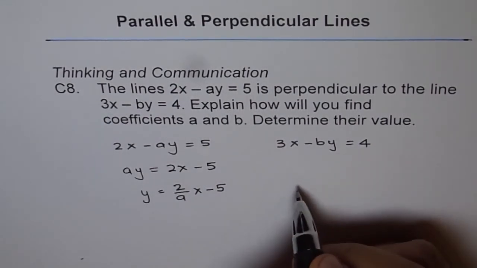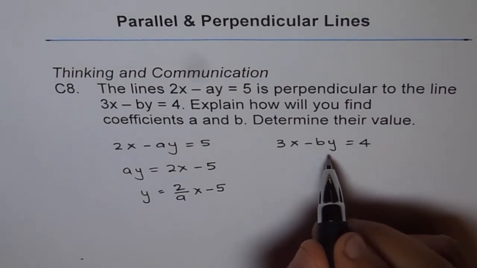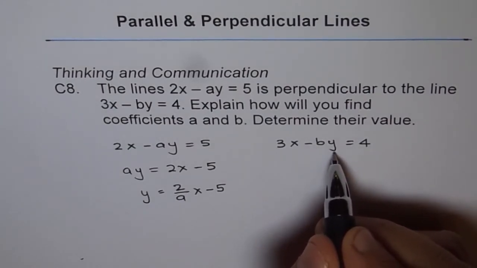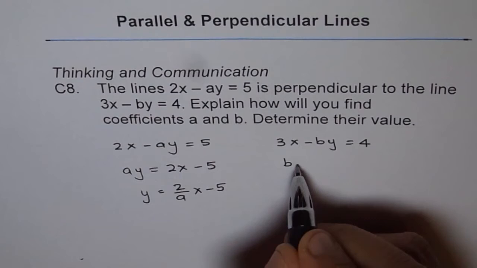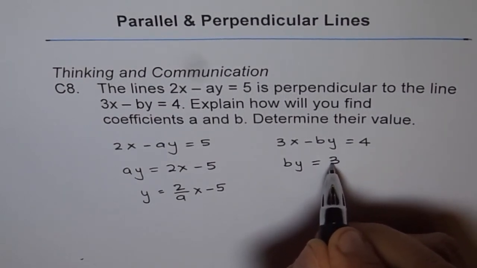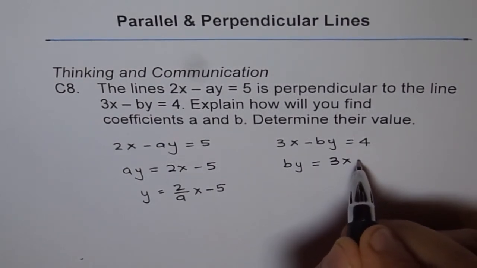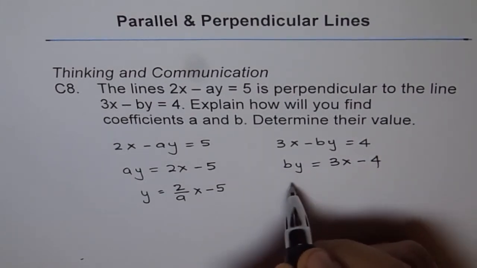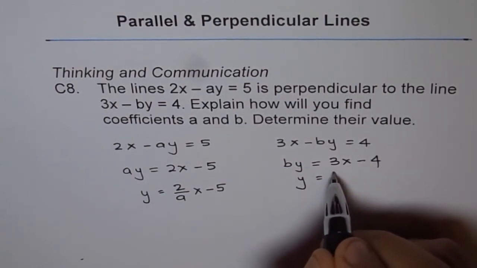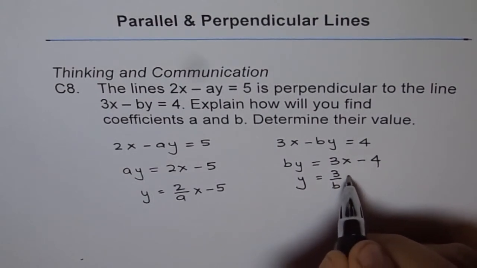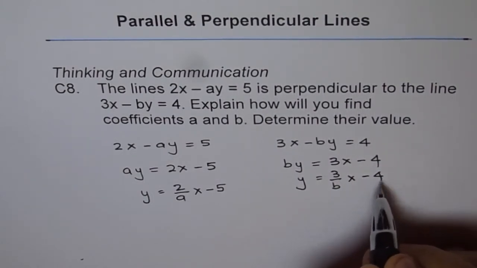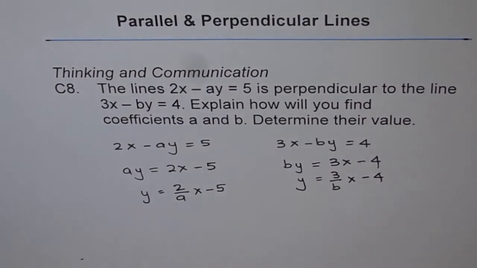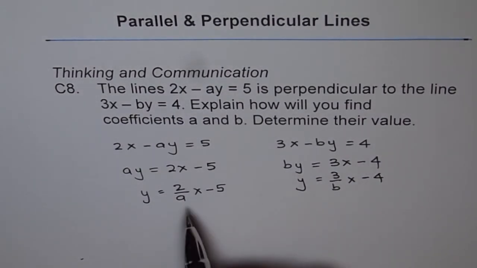Now we'll do the same thing here. From here we can isolate y, correct? To isolate y, we can write by equals 3x minus 4, correct? Now we'll divide by b and say y equals 3 over b x minus 4. So we have both equations now in slope-intercept form, correct?